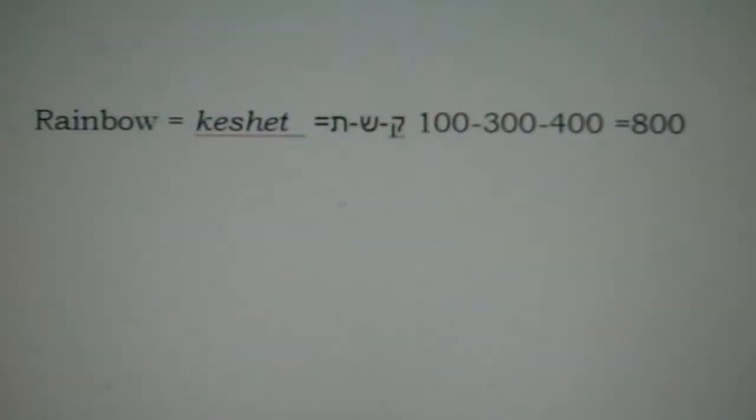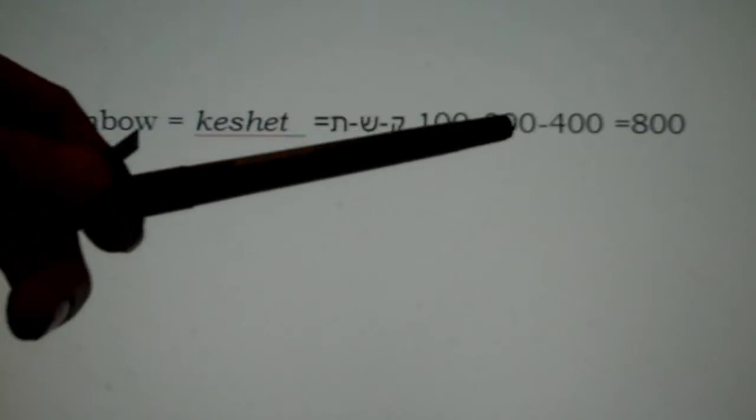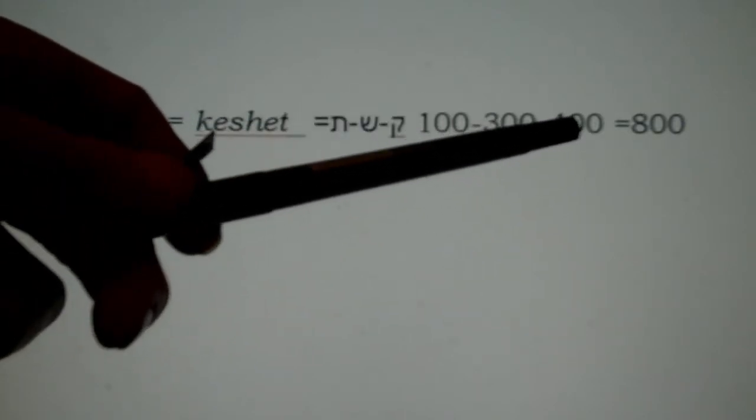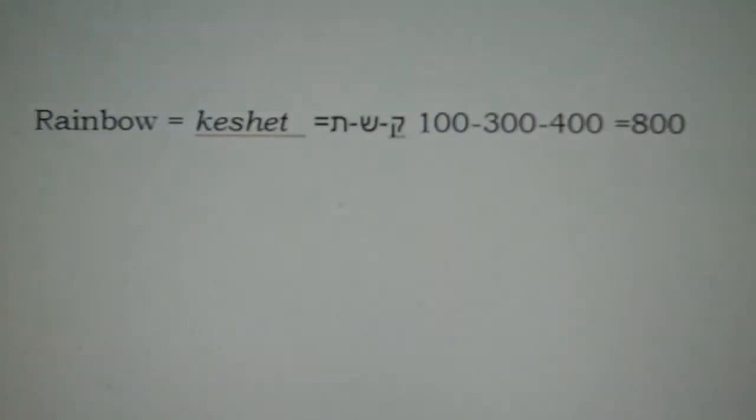So the word keshet, rainbow, is spelled kuf, shin, taf. Kuf with a value of 100, shin 300, taf 400, and if you add them up together you come to 800. So again we see the 8 reappearing.